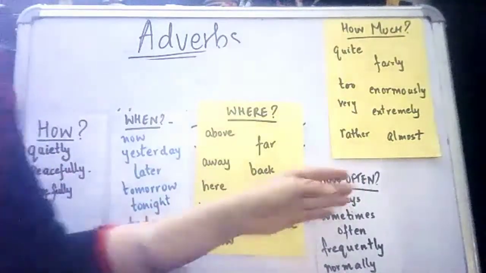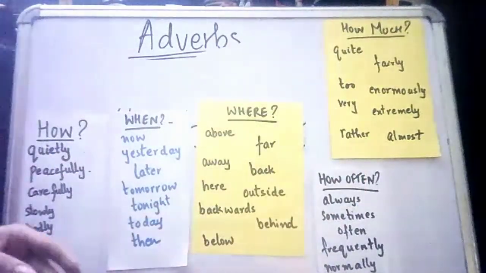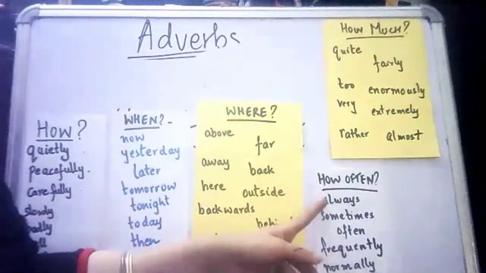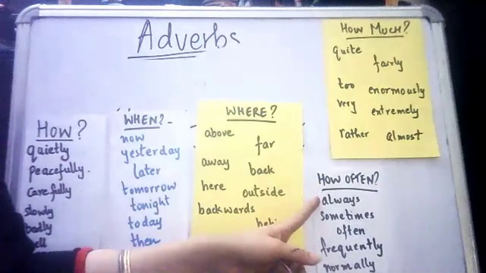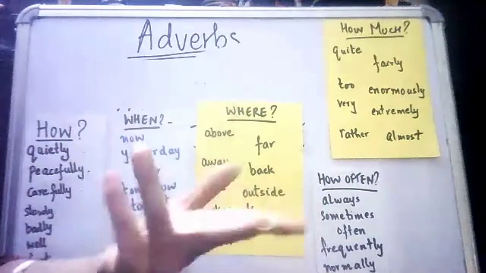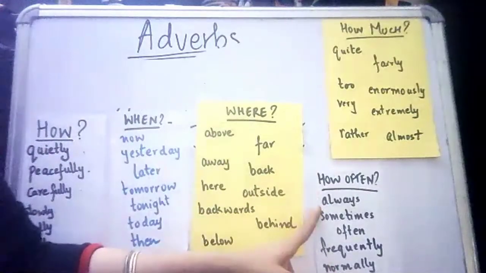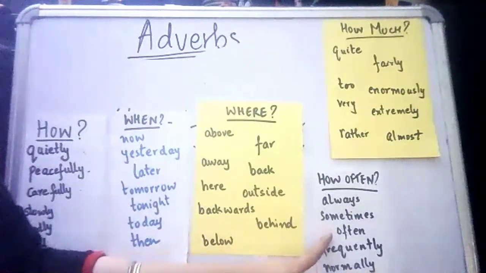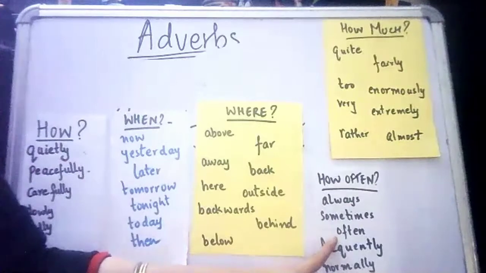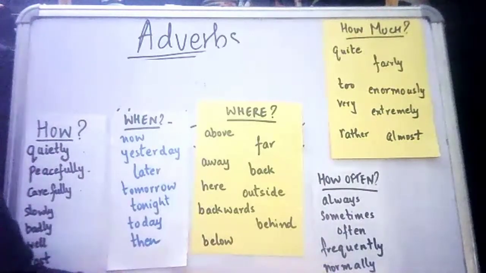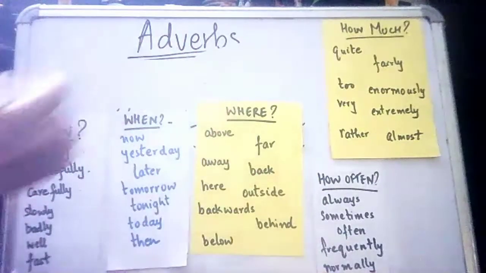Now next we have how often. I'm always on time. I'm sometimes on time. I often get late. I often reach on time. So how often? It's talking about the frequency. Frequently, normally. So it's talking about the frequency of the action. It's modifying verbs. So this is the purpose of adverbs.